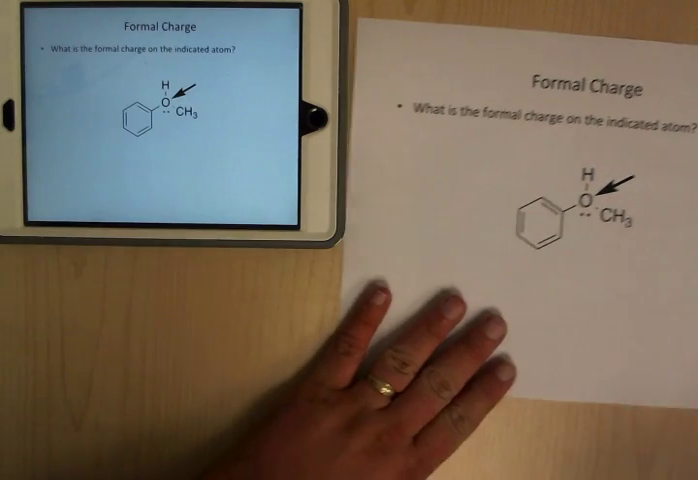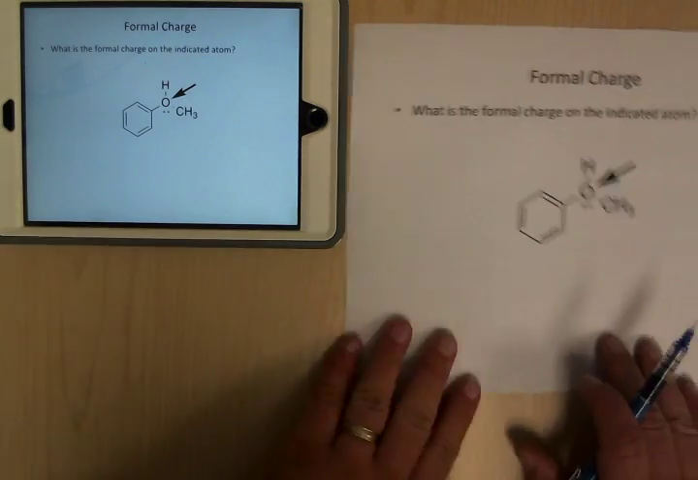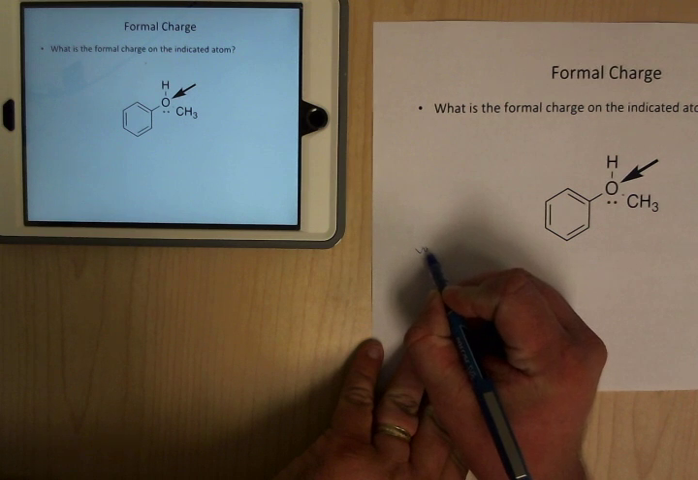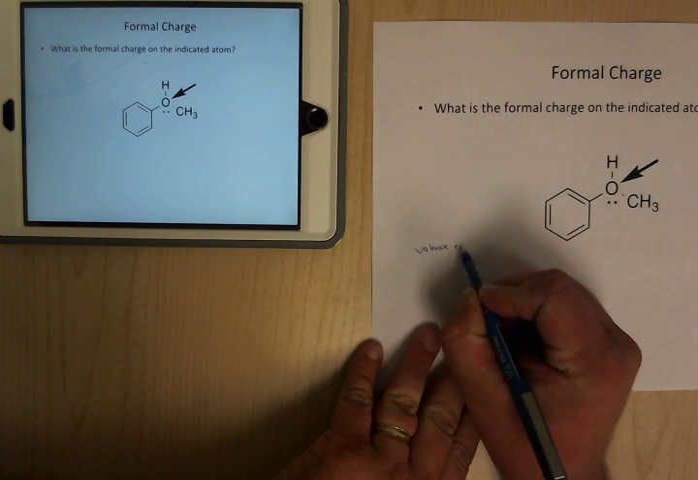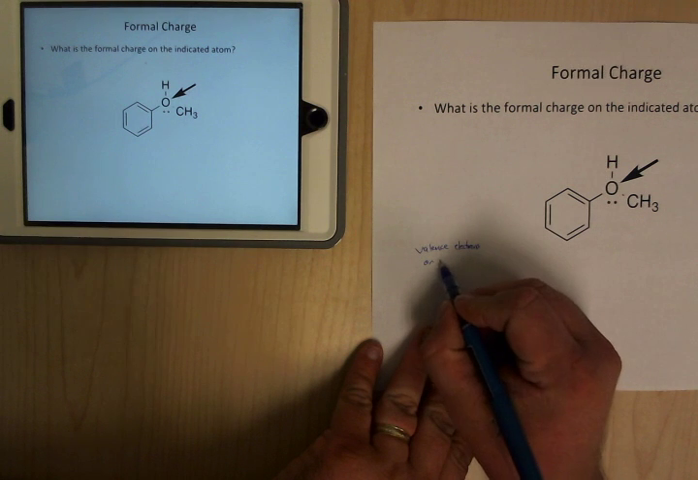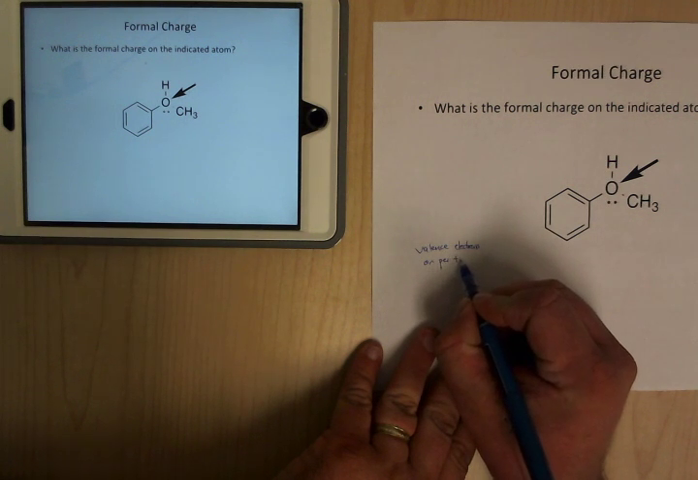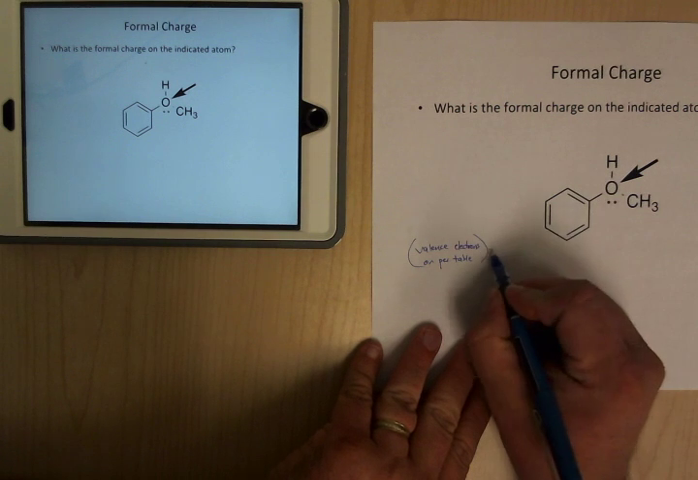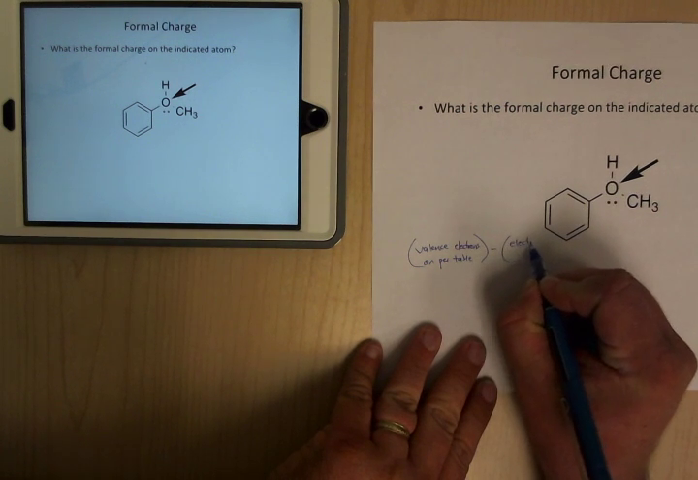Okay, next up, formal charge. With formal charge, what you're looking for is valence electrons. This is on the periodic table. How much would it normally have on the periodic table, minus electrons now.